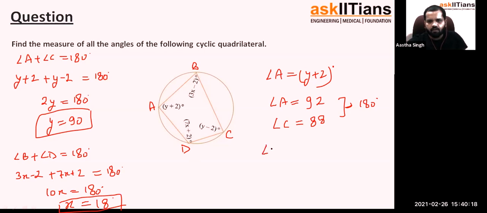Therefore, what will be angle B? Angle B is 3x minus 2. What is the value of x? x is 18. So 3 into 18 minus 2. 3 times 18 is 54, minus 2 will be equal to 52. So angle B is equal to 52. Therefore, angle D will be equal to, just subtract it from 180 degrees.